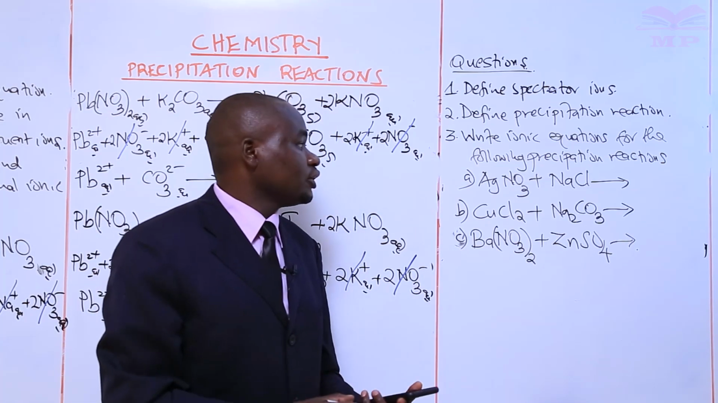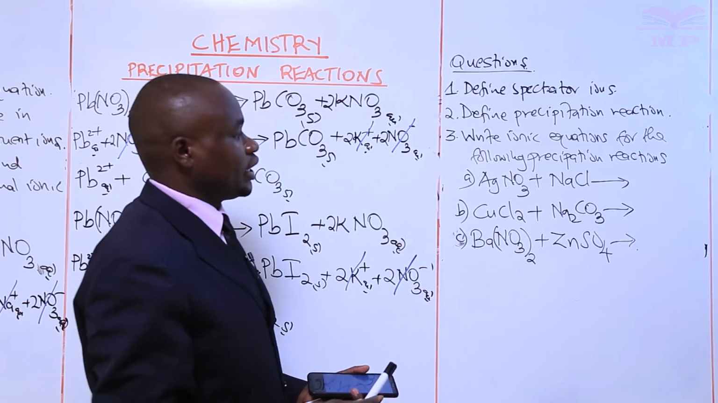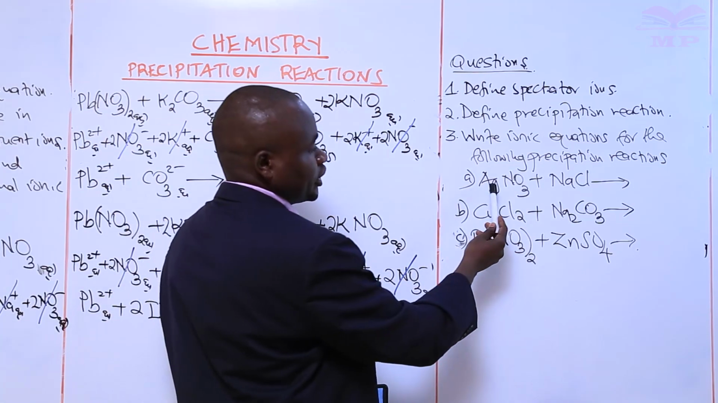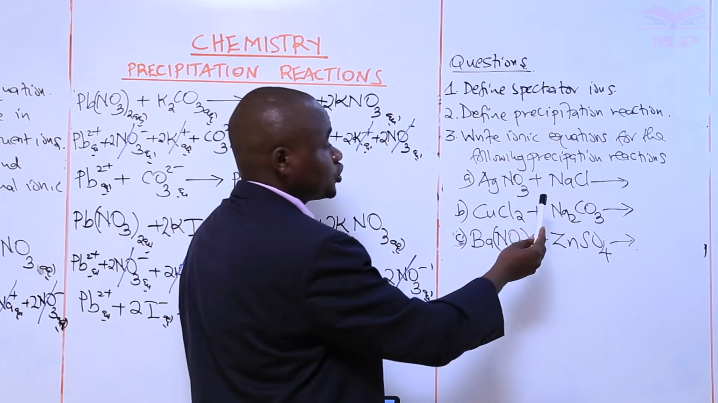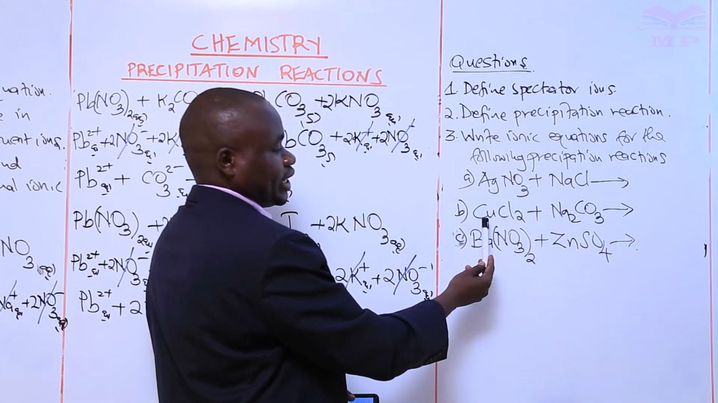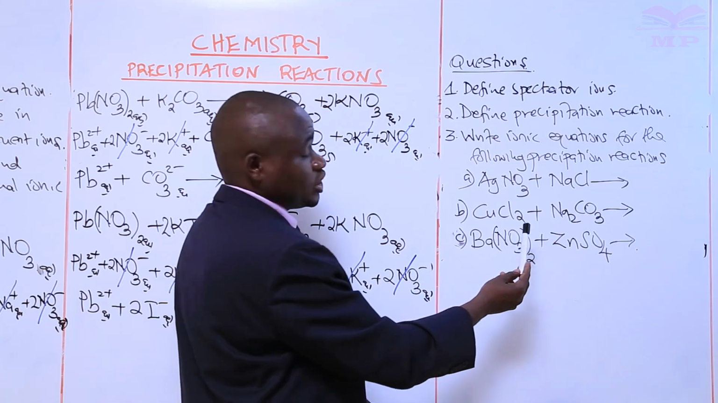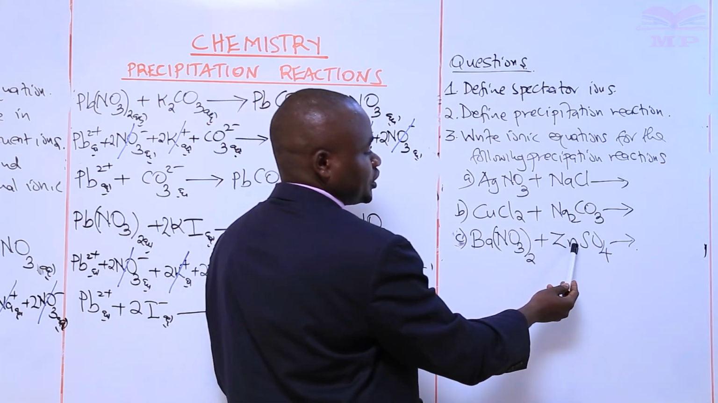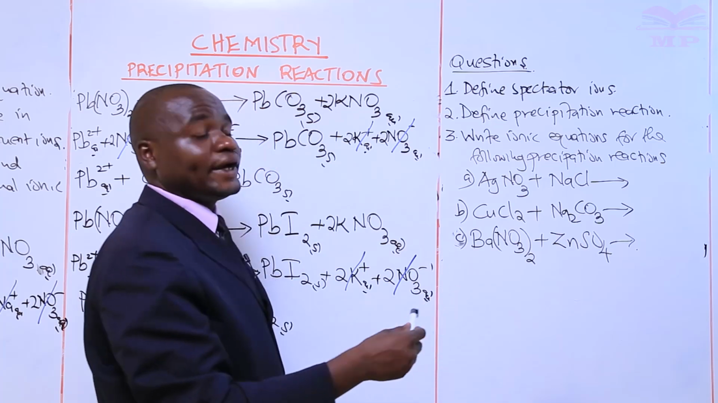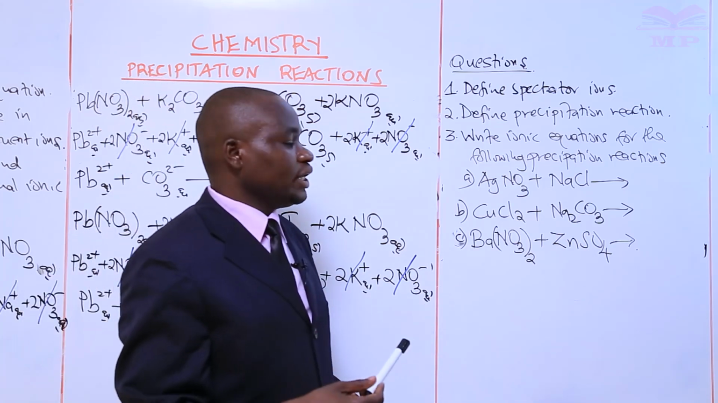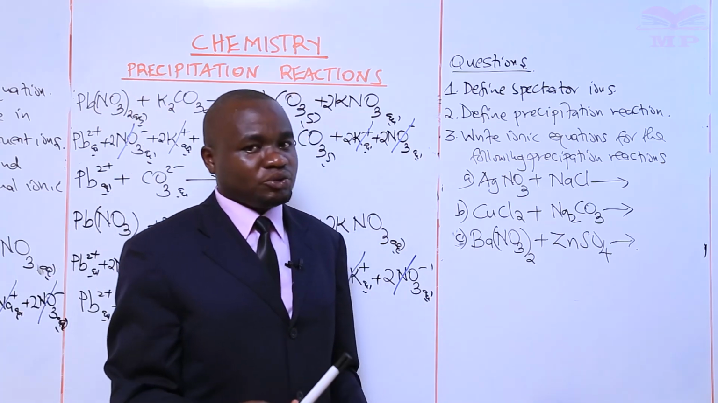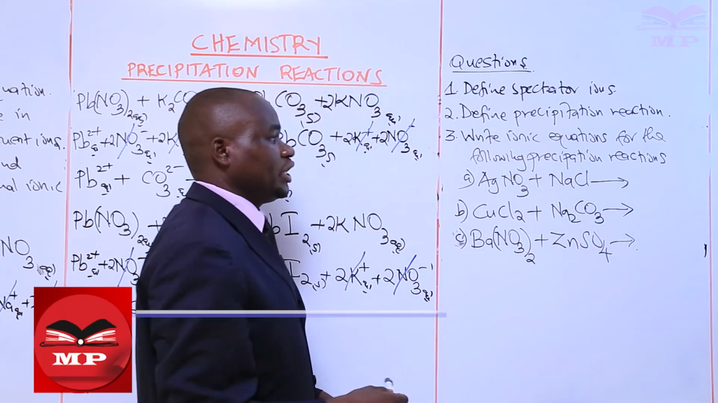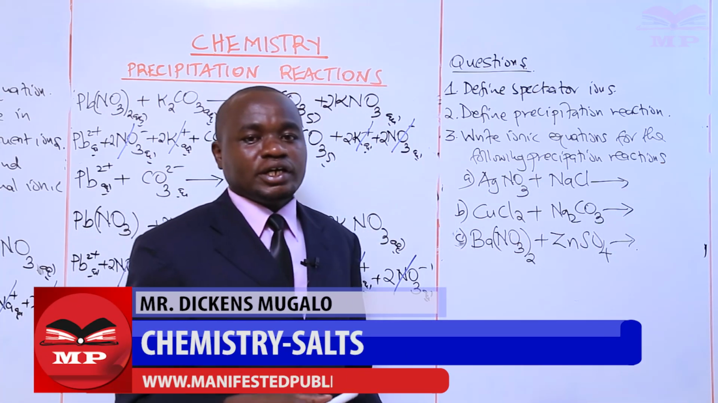So try those three questions. Ionic equations: silver nitrate reacting with the sodium chloride, copper chloride reacting with the sodium carbonate, barium nitrate reacting with zinc sulfate. Remember, we said during the reaction, the salt solutions will react by exchanging their ions. So you try and get the products, and then from the products, you try and write the ionic equation.